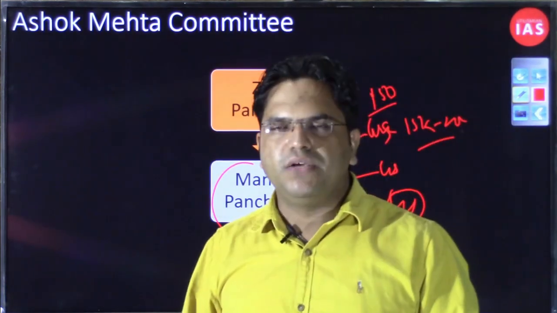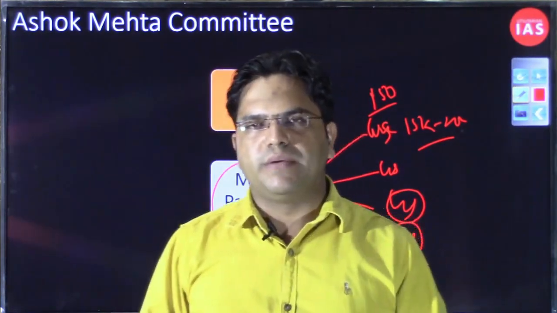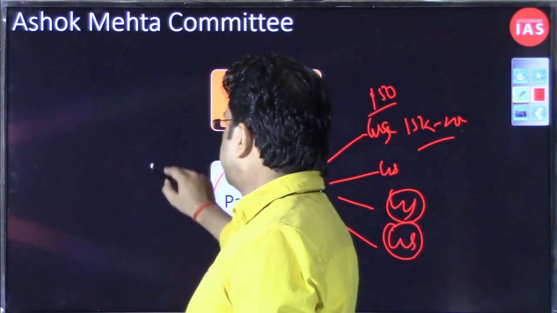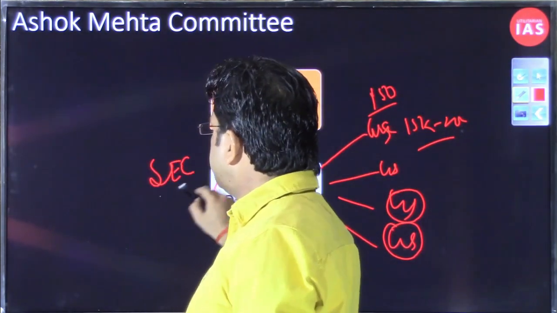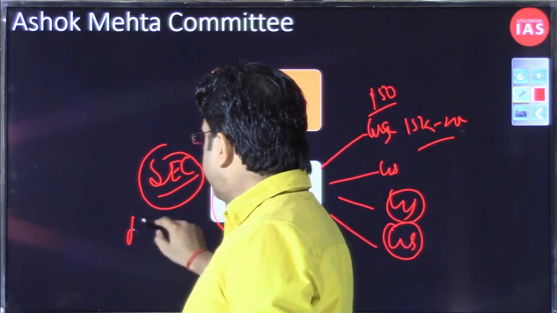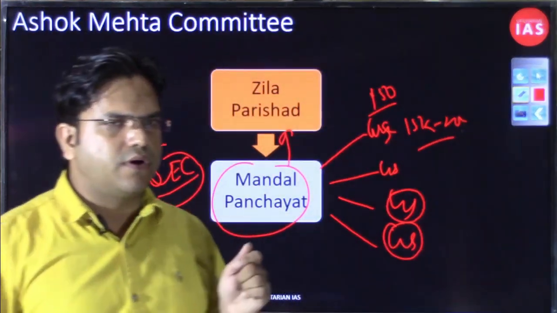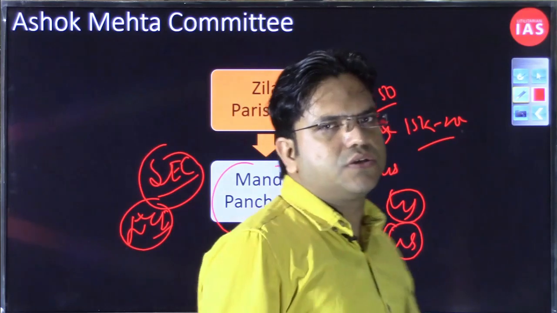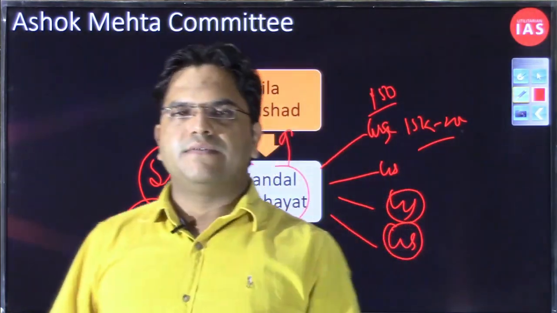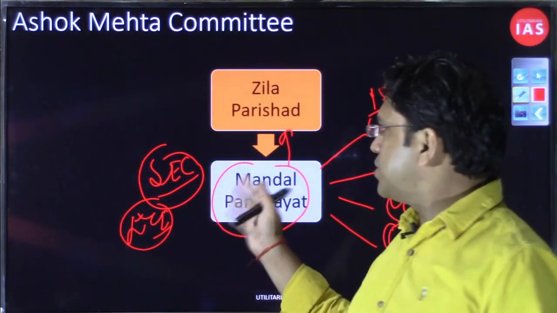But there are a few new things that this Ashok Mehta committee is going to talk about, and those are a few notable points. The first notable point is that for the first time any committee is going to talk about the creation of a state election commission. You have the ECI, the Election Commission of India, which is responsible for overseeing the election of the President, Vice President, Rajya Sabha, Lok Sabha, Legislative Assembly and Legislative Council. So all these elections are overseen by the Election Commission of India.